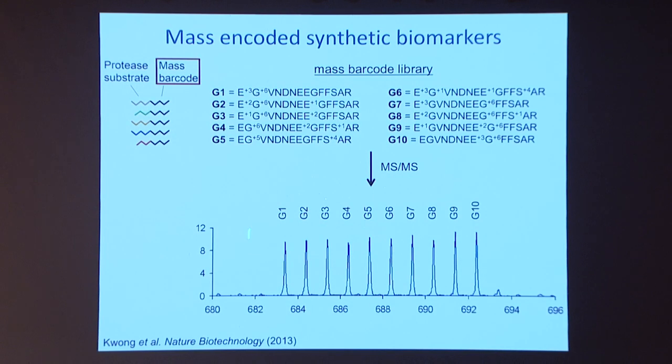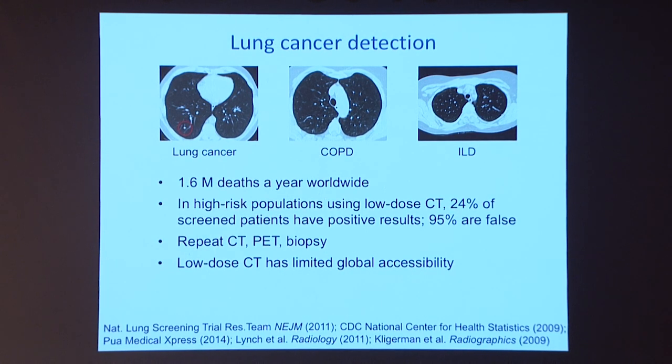So for those mass spec docs in the crowd, this is just an example of one of our first libraries. This was our first 10-plex that we published. We now routinely do typically 20 to 30 of these. And I'm going to show you how this works in the context of a lung cancer detection story.